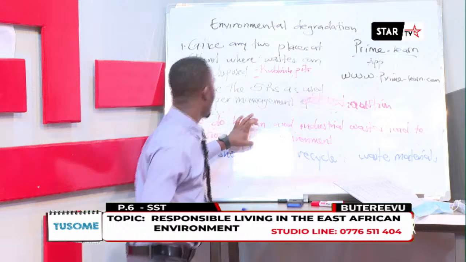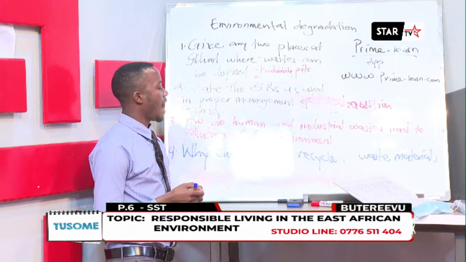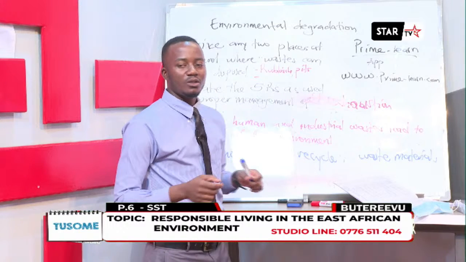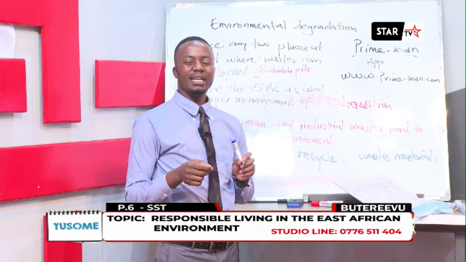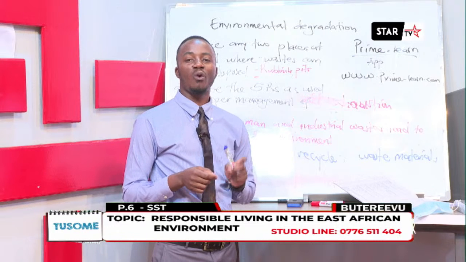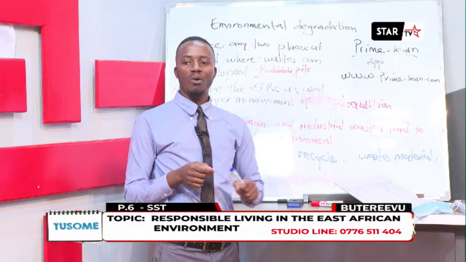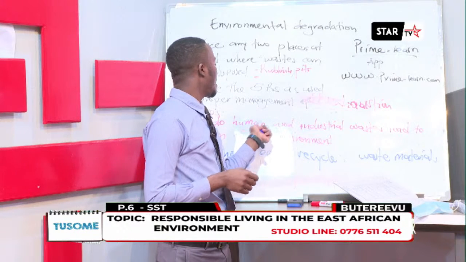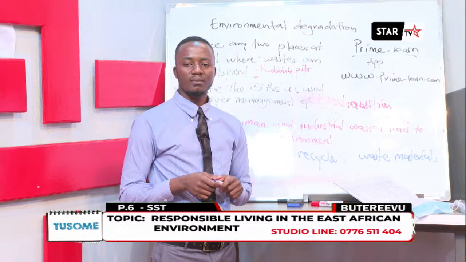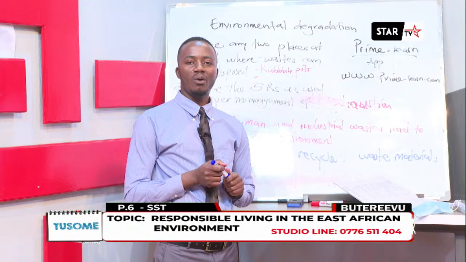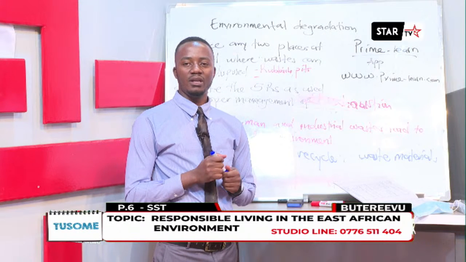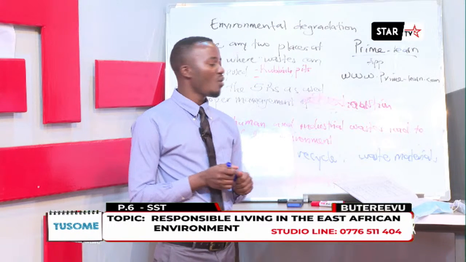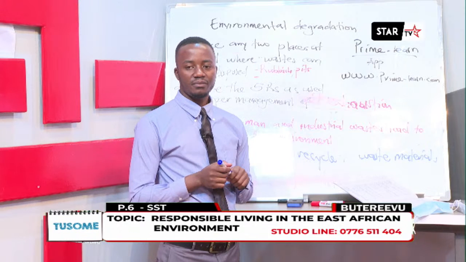As I've said, question number 3 is how do human and industrial wastes lead to pollution of the environment? To answer this question, you have to be sure of the things we talked about, all the types of wastes, biodegradable and non-biodegradable. After knowing that, you get to know human and industrial wastes, what do they produce? Do they produce biodegradable or non-biodegradable? And if they are non-biodegradable and biodegradable wastes, which one pollutes the environment?